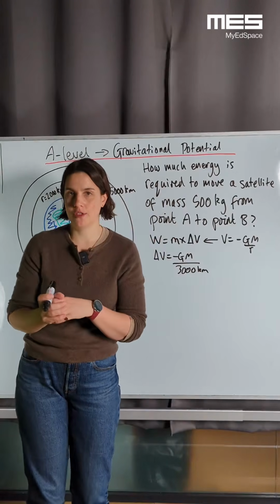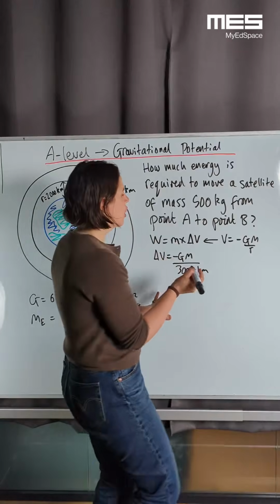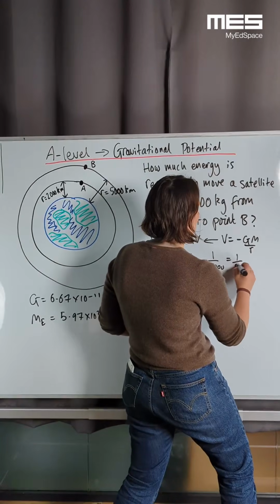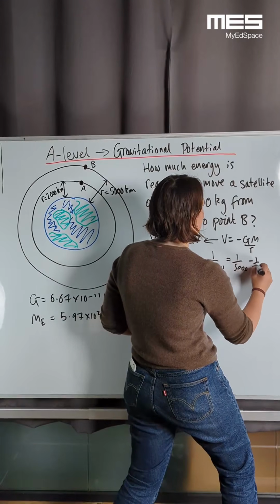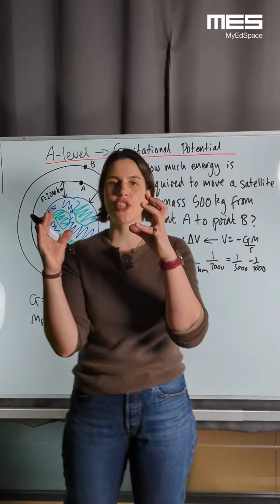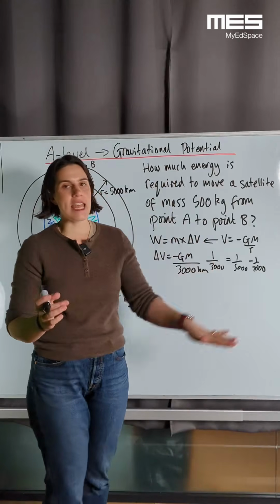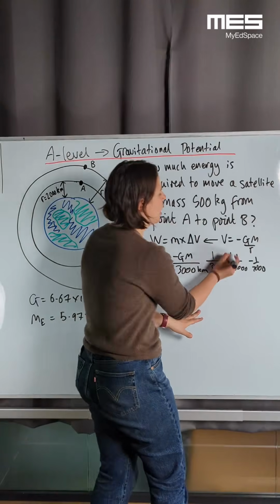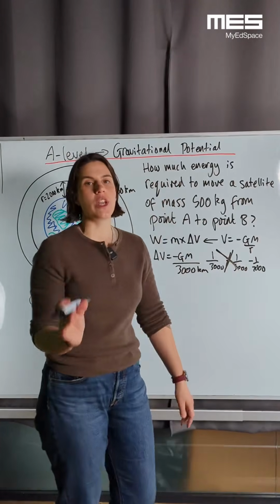But you can't, because 1 over 3,000 doesn't equal 1 over 5,000 minus 1 over 2,000. That is not how fractions work. And this is where we see the biggest mistake in gravitational potentials. Those guys do not equal each other.